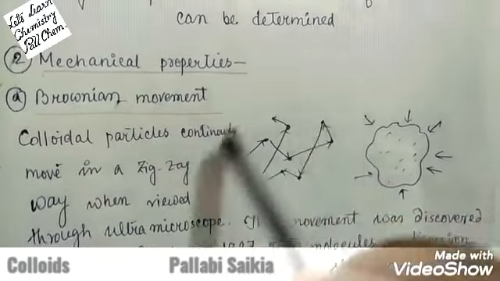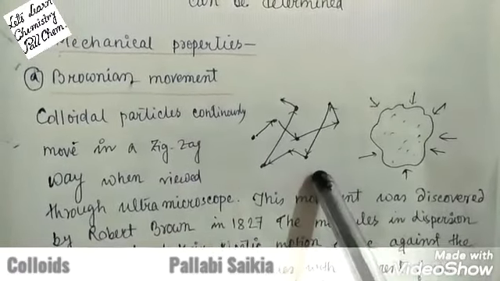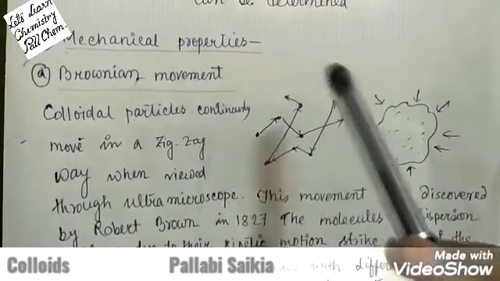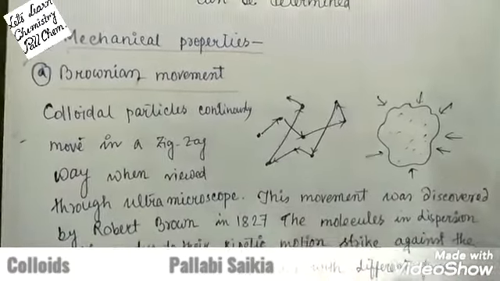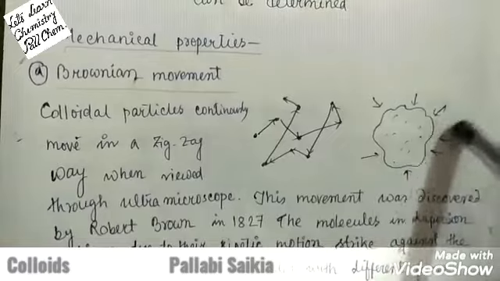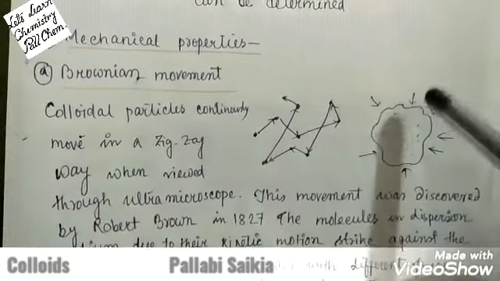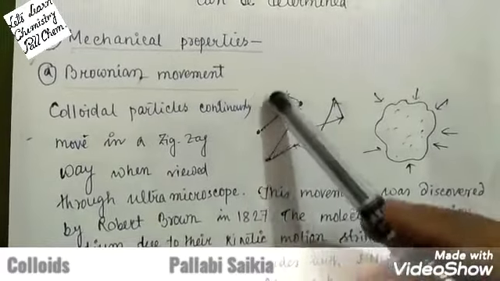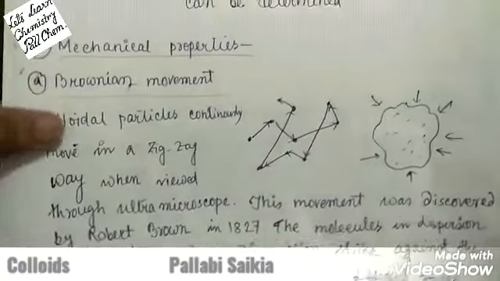Why do the particles show Brownian movement? Because the molecules in the dispersion medium, due to their kinetic motion, strike against the colloidal particles. So the dispersion medium's molecules are continuously moving, and they strike against the colloidal particles from different sides, with different forces. So they move in a zigzag pathway. That is Brownian movement.